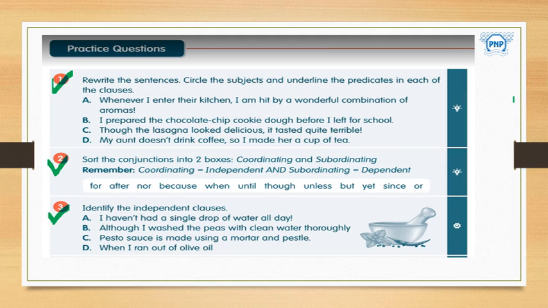Let's take the third one. Identify the independent clauses. You have to find the independent clause from these sentences. I haven't had a single drop of water all day. So you have to write about the independent clause. Although I washed the peas with clean water thoroughly. Pesto sauce is made using a mortar and pestle. When I ran out of olive oil.